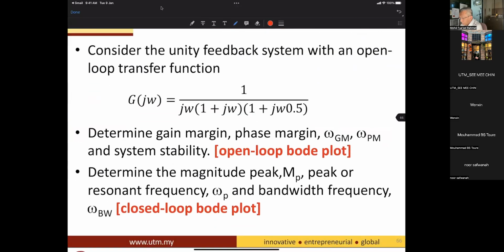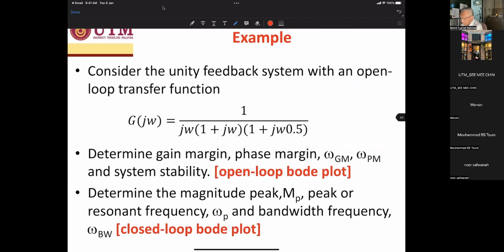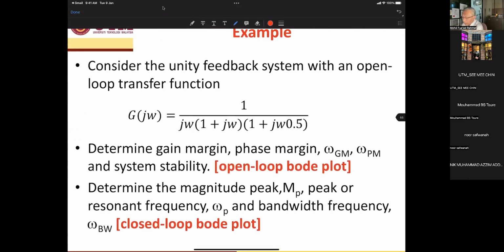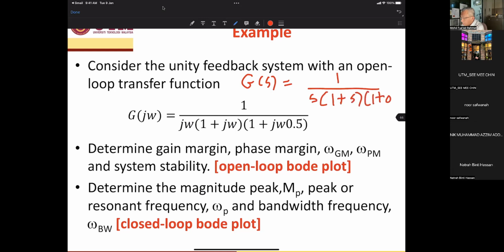Okay. So we move to example 66. Considering the example shown here, you are given an open loop transfer function, G(jω) = 1 over jω(1 + jω)(1 + j0.5ω). Or in s, we call it as 1 over s(1 + s)(1 + 0.5s). So s is equal to jω, right? So determine the gain margin, phase margin, ω GM, ω PM, and stability on the open loop, then the MP, ω P, and bandwidth on the closed loop.